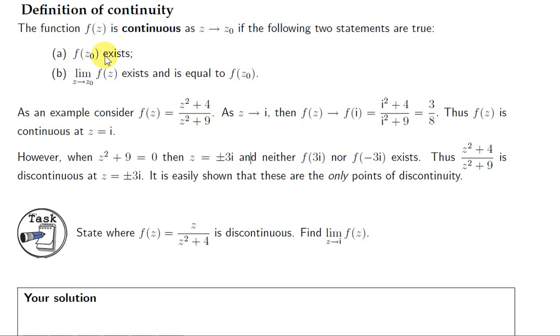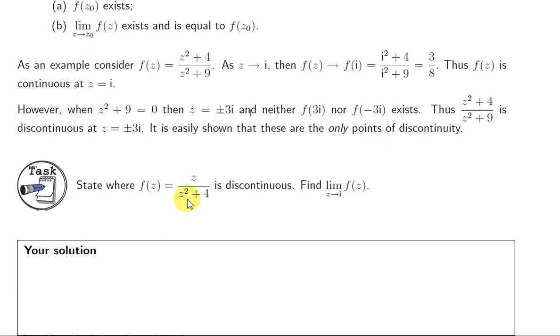So if the function doesn't exist at that point, then the function is not continuous at that point. In this case, there's only 2 points for which the function is not continuous. As a matter of fact, this function is continuous everywhere else. So if we want to calculate the limit of this function as z approaches i, we just have to calculate f of i. So we see that as z approaches i, f of z approaches 3/8.